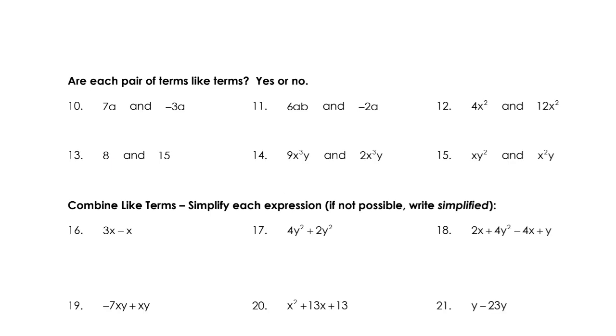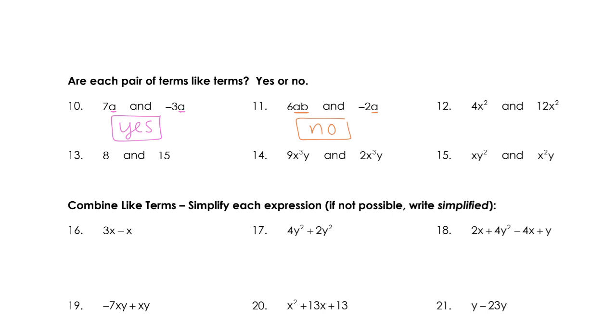So the first section on the back side, we want to talk about are each pair of terms like terms. If you remember from the front, like terms are terms with the same variables with corresponding variables having the exact same exponent. So on number 10, are these like terms? 7 has an a and -3 has an a. They have the exact same variable base. So yes, these are like terms. On number 11, 6 has an ab. -2 only has an a. So these are not like terms. They do not have the same variables or letters. So this would be no.